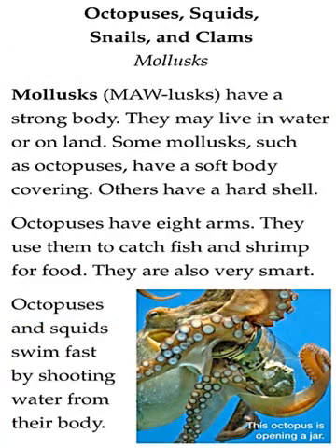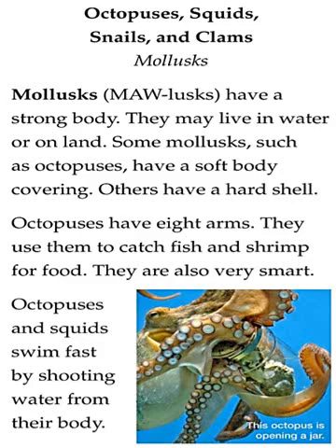Mollusks have a strong body. They may live in water or on land. Some mollusks, such as octopuses, have a soft body covering. Others have a hard shell.